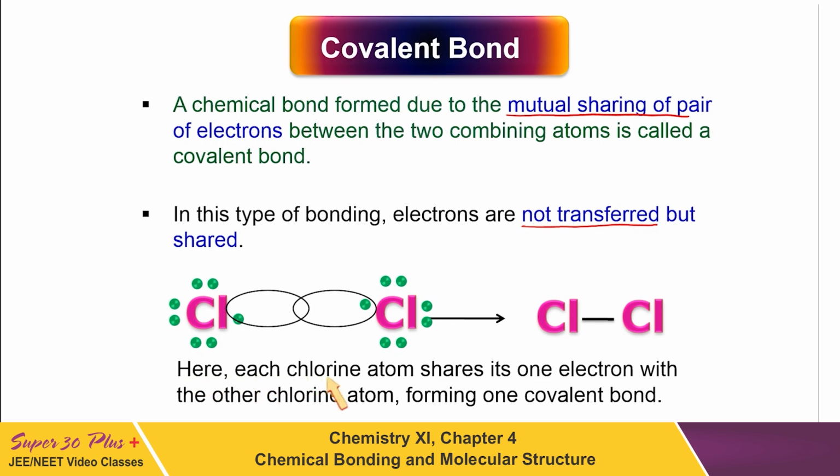So here each chlorine atom shares one electron with another chlorine atom. Now you see in this picture, this electron belongs to one chlorine and this electron belongs to another chlorine. When they form the covalent bond, this electron pair is shared by both of them, which forms the covalent bond. So covalent bond is simply the sharing of electrons between atoms.